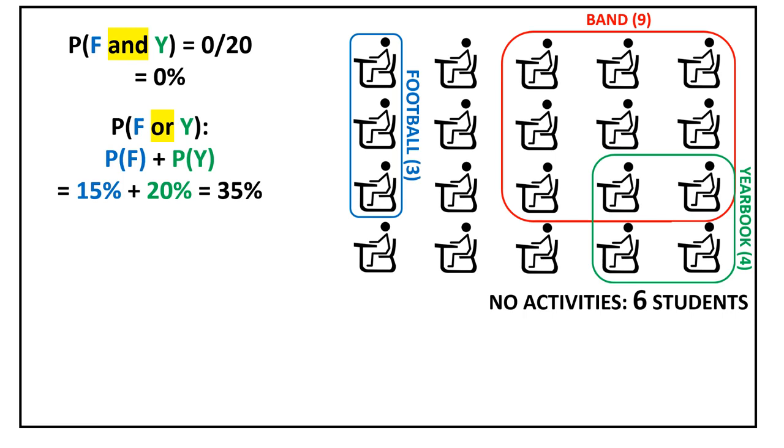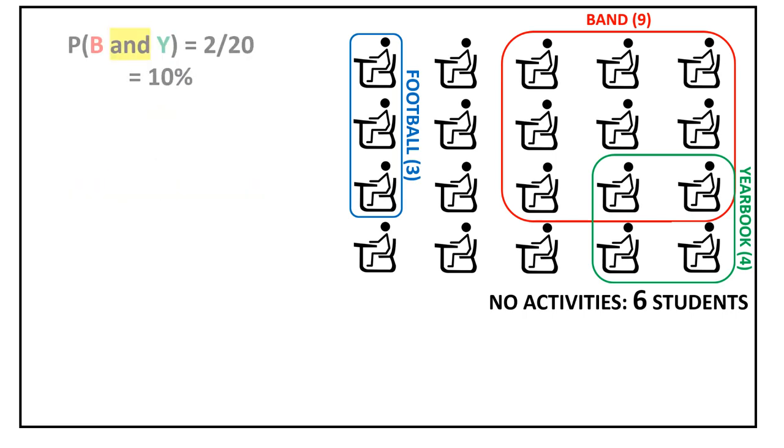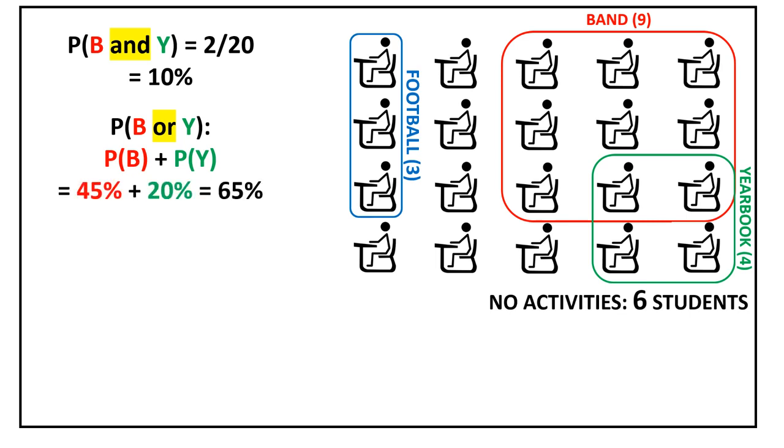yearbook. Now we'll see what the probability of band and yearbook is. Since and represents the intersection, we see that we have 2 students in both activities, so P of B and Y is 2 out of 20, or 10%. If we try finding P of B or Y by simply adding 9 out of 20, or 45%, plus 4 out of 20, or 20%, we get 65%.